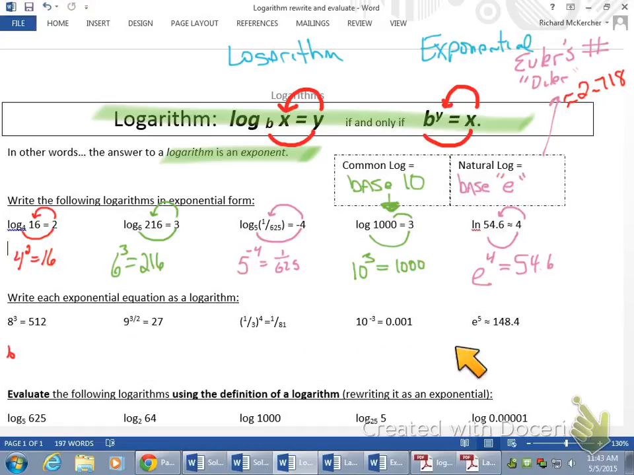Now we're going to do all these exactly opposite of that, backwards. I'm trying to figure out how to write this out, so we'll back up and watch that again. If I'm going to change this to a logarithm, the base is 8, so it's log base 8. That's where I start. Of 512 is 3. So it's the same pattern as before. This next example, log base 9 of 27 is 3 halves.